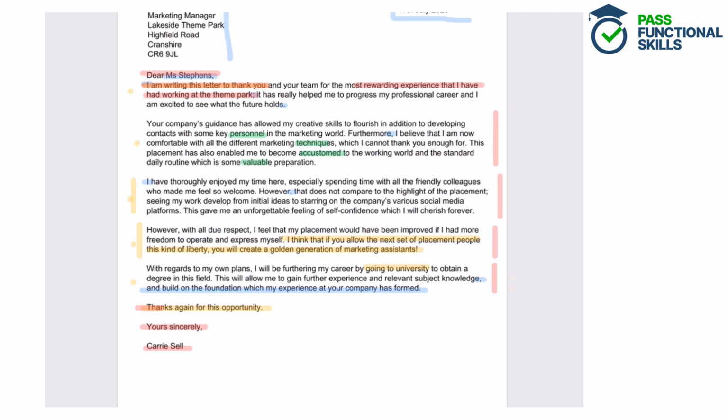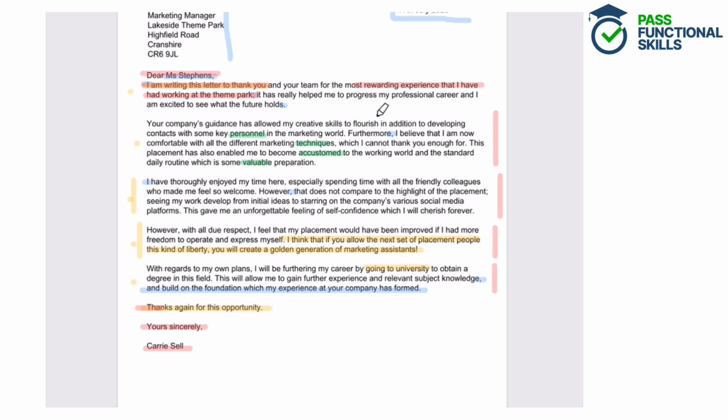Now, cohesion is another marking point. It essentially means that all of your answers need to be joined up effectively. All of the ideas need to be connected in a way that is logical and can be easily followed by the reader. So we have sentences in each paragraph, all relating to the same topic and flowing on from each other really well. So for example, in the second paragraph, your company's guidance has allowed my creative skills to flourish in addition to developing contacts with some key personnel in the marketing world.